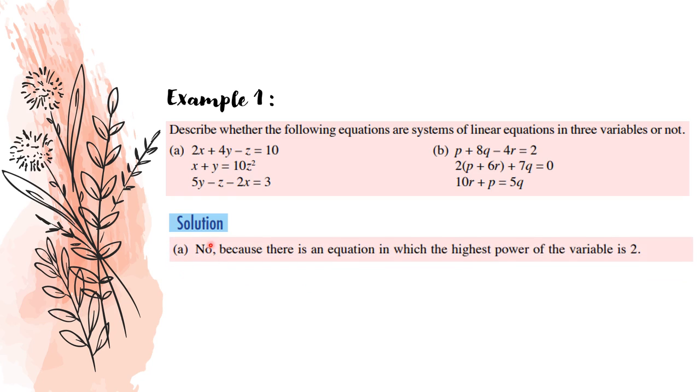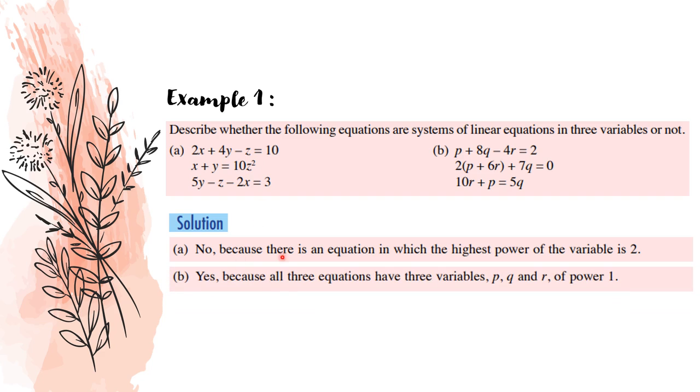For A, no, because there is an equation in which the highest power of the variable is 2. Here, you can see that the second equation, even though we have variables x, y, and z, for z the highest power is 2. Remember that for a linear equation, the power of each variable should be 1 only.